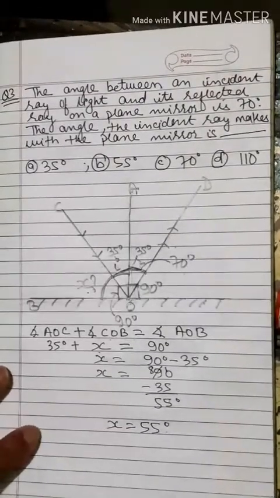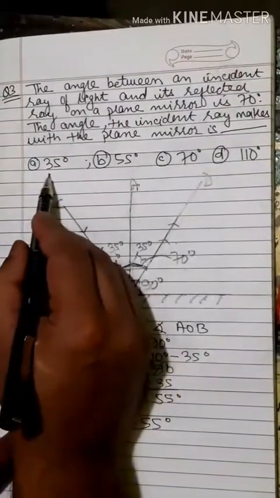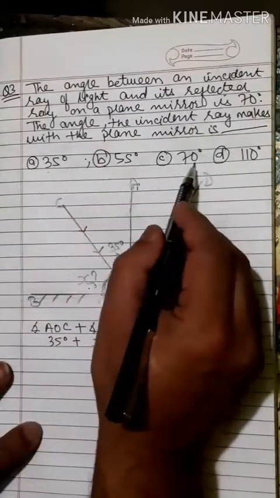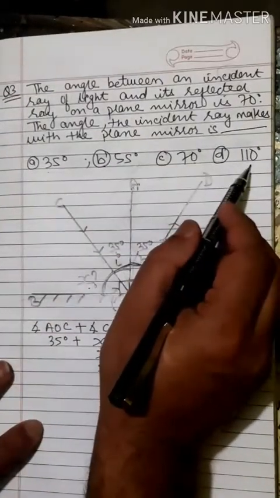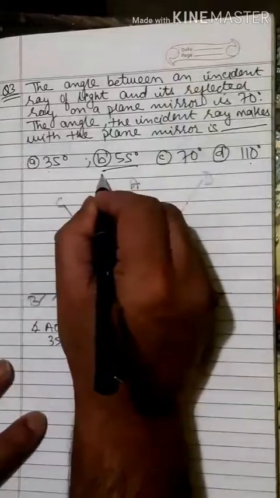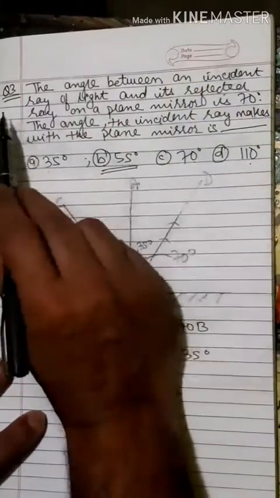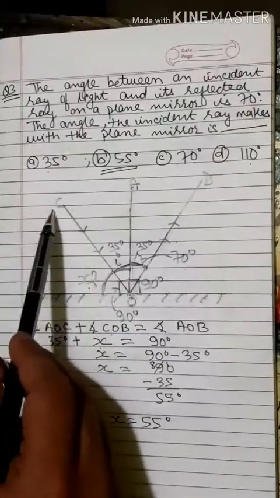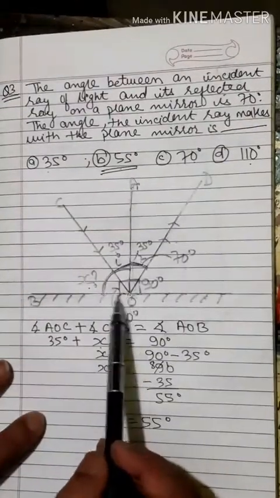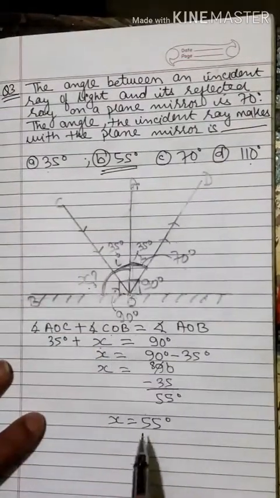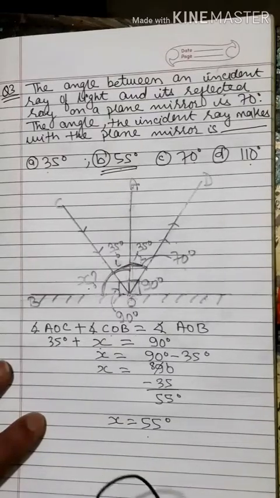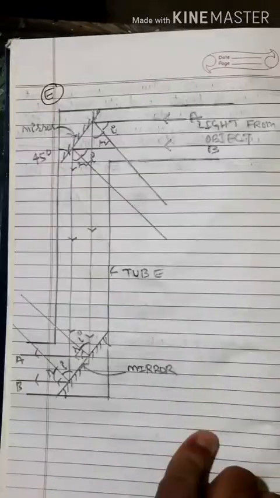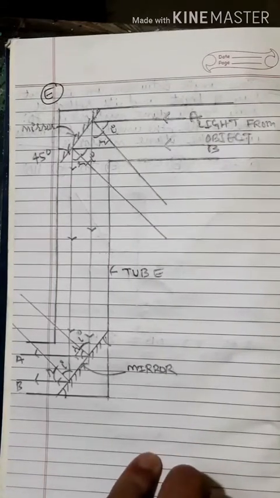So we have been given a couple of options here: 35 degrees, 55 degrees, 70 degrees and 110 degrees. So what would be the correct option? The correct option for this question number 3 would be 55 degrees. That means the angle the incident ray makes with the reflecting surface is 55 degrees. This question is on page number 53.